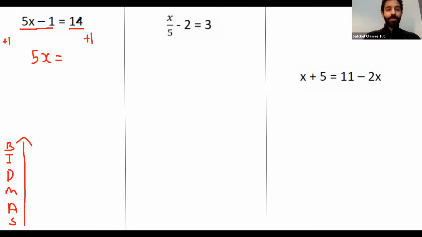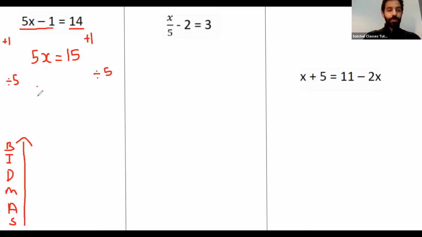So we're going to be left with 14 plus 1, which gives us 15. So 5x is equal to 15. So 5 times x is equal to 15. And the opposite of times by 5 is to divide by 5. So I'm going to divide both sides by 5.